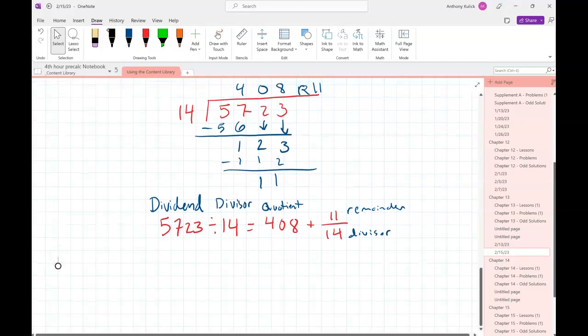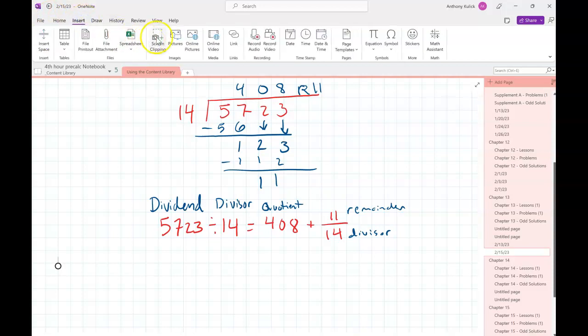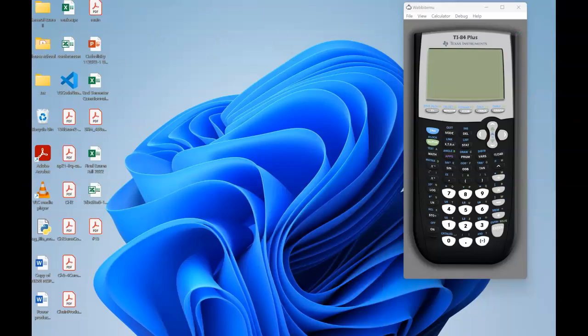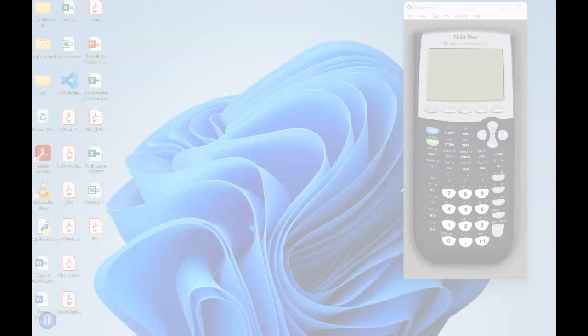Is that okay with everybody? That jogs our memory a little bit as to how long division works. Okay. What if we want to do that with polynomials?